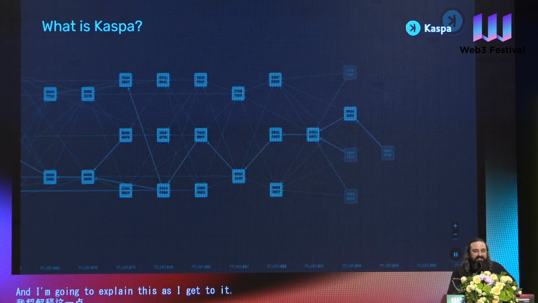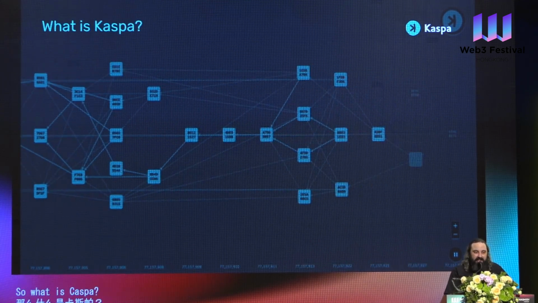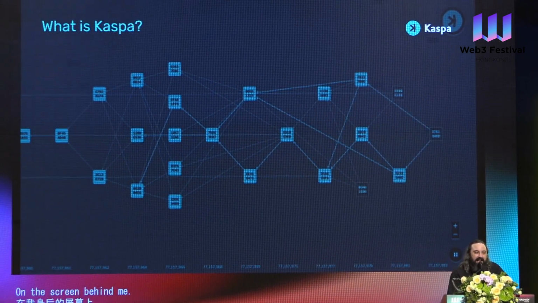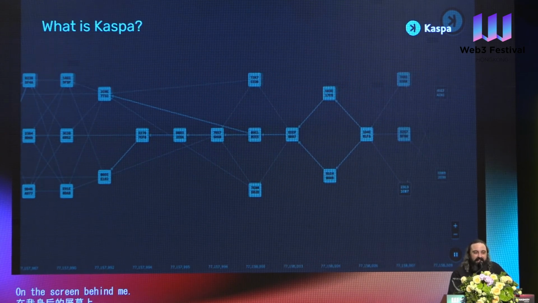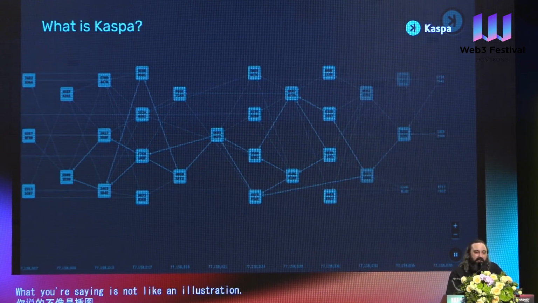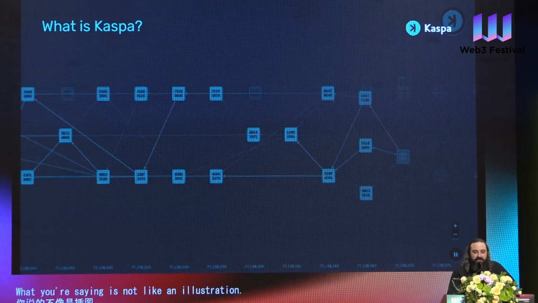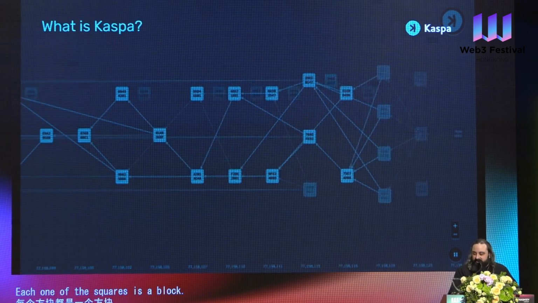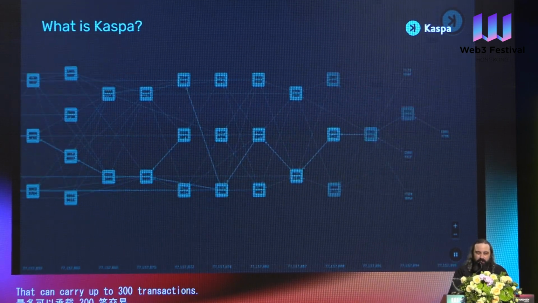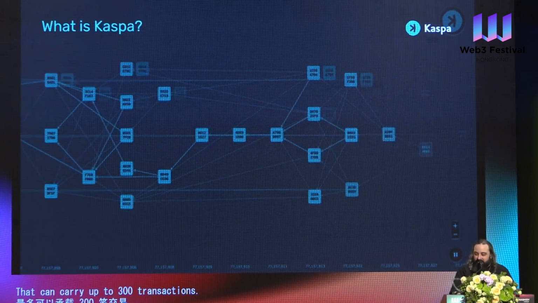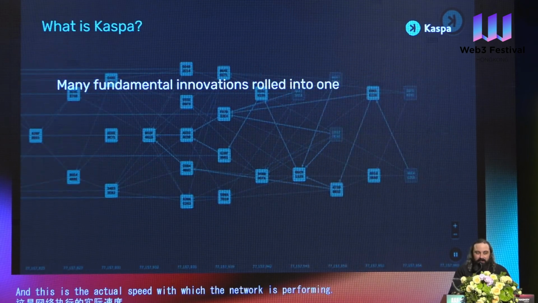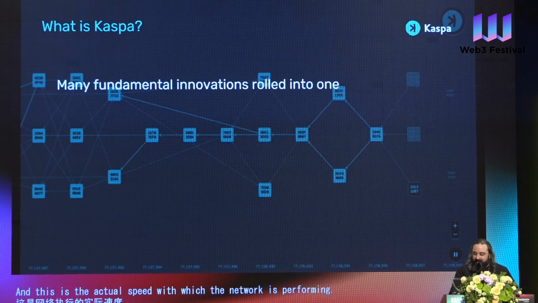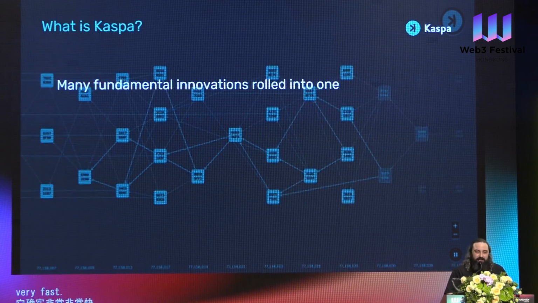OK, so what is Kaspa? On the screen behind me, what you're seeing is not like an illustration. This is a real recording of our testnet 11. Each one of these squares is a block that can carry up to 300 transactions. And this is the actual speed with which the network is performing. I'll get into numbers very soon, but what I want you to notice is that it is indeed very, very fast. But it's not just the consensus protocol.